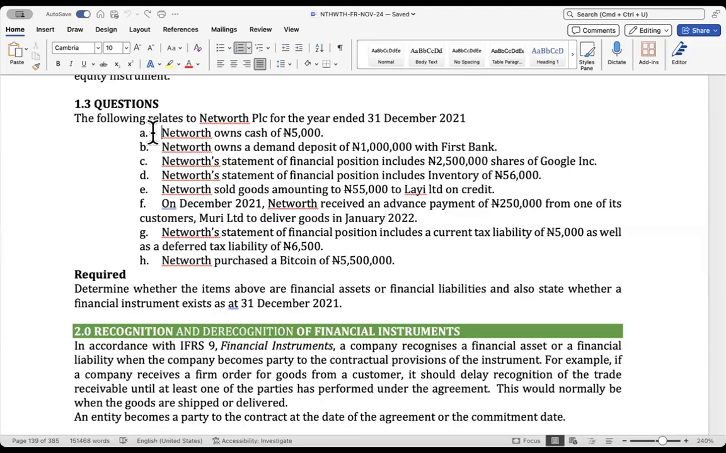I think Damilola has said the correct thing. So net worth has a financial asset. Net worth is the investor here because he bought shares in Google. So an equity instrument of another entity is a financial asset. But Google doesn't have a financial liability. What Google has is an equity instrument.